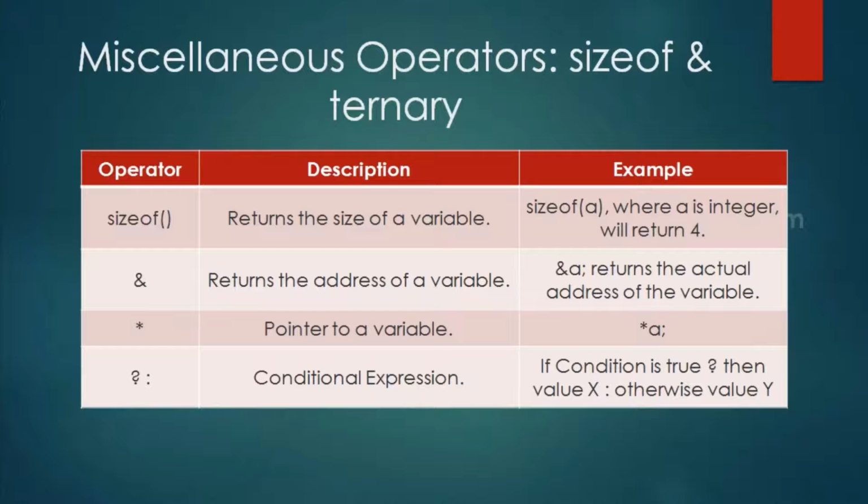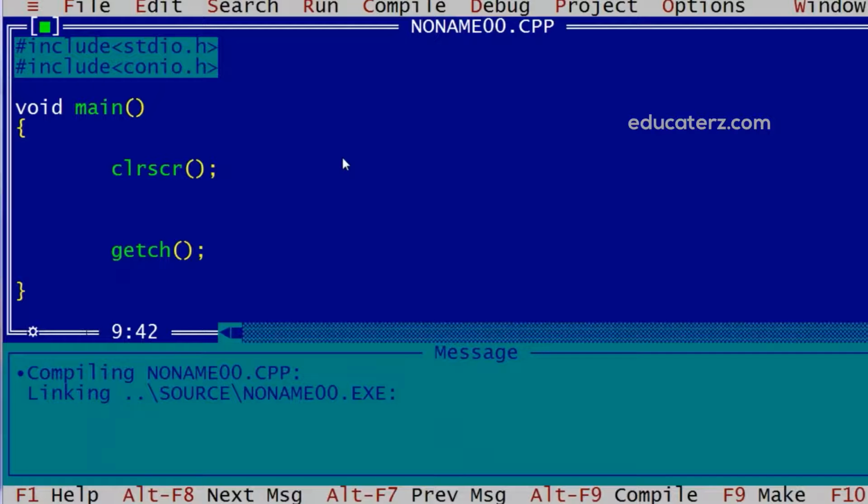Now we will check out all these operators practically. Here again we are including the stdio.h and conio.h header files. Then main is the entry of our application. Clrscr clears the screen, whereas getch will retain the screen. So now I'll have two variables, that is i, and I'll assign some value as 10 and then j equal to 20.